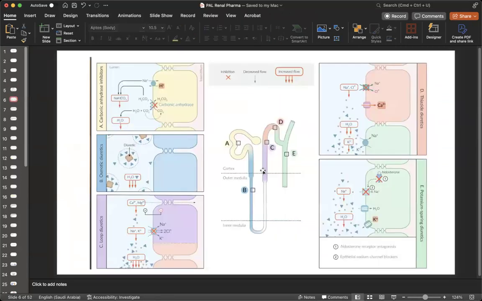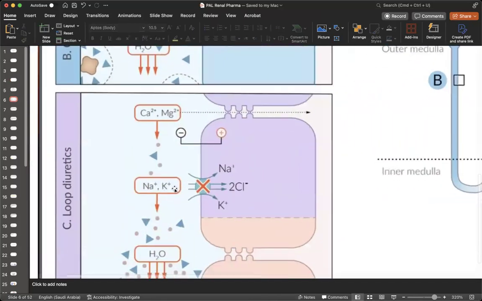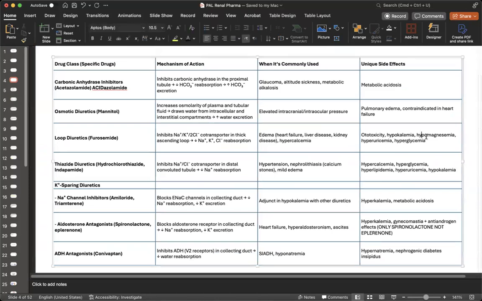Hypokalemia makes sense. Why? Because if you look here, let's look at where loop diuretics are. This is loop diuretics right here. I'm going to kick out potassium as well. I'm kicking out potassium, not only sodium. So if I kick out potassium, it's going to lead to hypokalemia. Makes sense, right? Okay, that's a side effect. Hypomagnesemia is similar to hypokalemia. Now, hyperuricemia is also unique. You don't often have drugs that can cause hyperuricemia. Both thiazides and loop diuretics can cause hyperuricemia, okay? And hyperglycemia. So that's for furosemide.